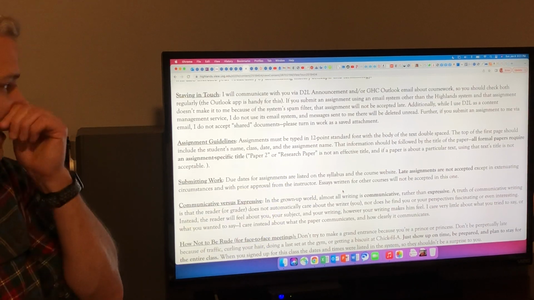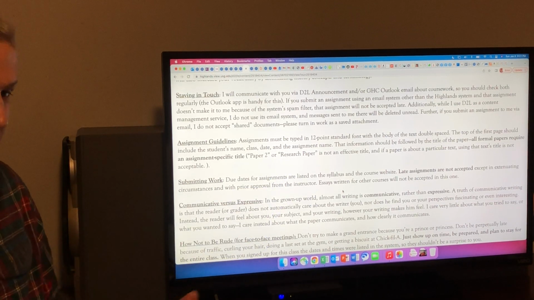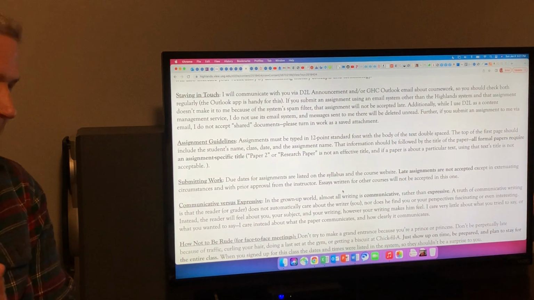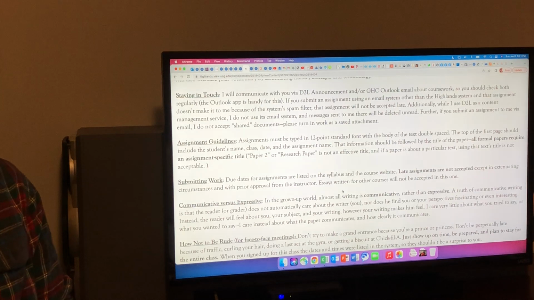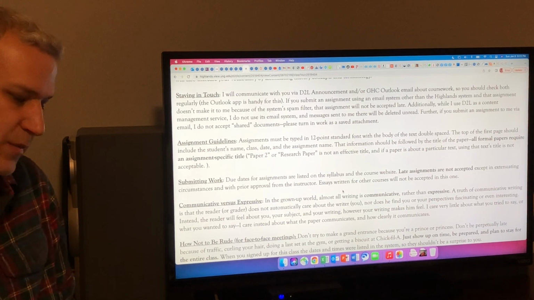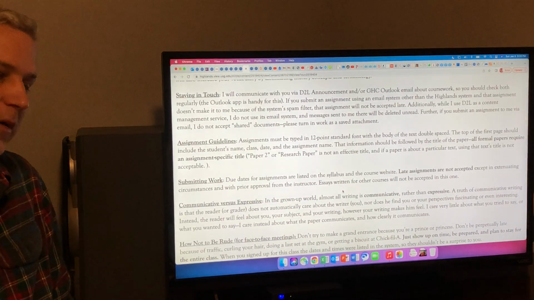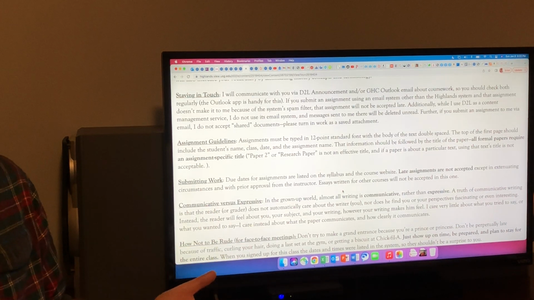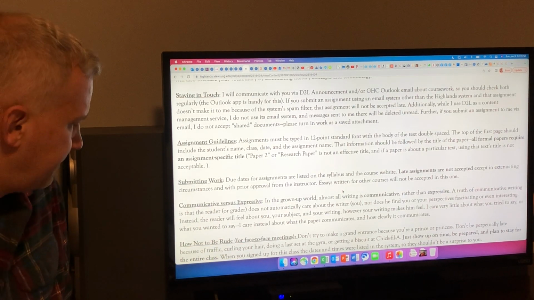Please also don't turn in shared documents like Google Docs or something like that. When you turn in work, turn it in to me as an attachment, not as a shared document, not with SharePoint or Google Docs or anything like that. Save it as an attachment, send it to me. Don't send me PDFs because I can't edit those or mark them up. What I want is attachments that are docs or docx, some basic format like that.